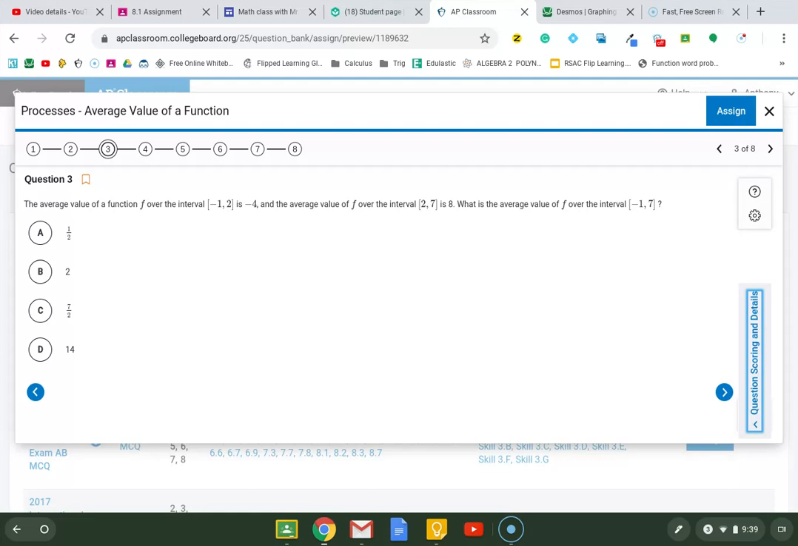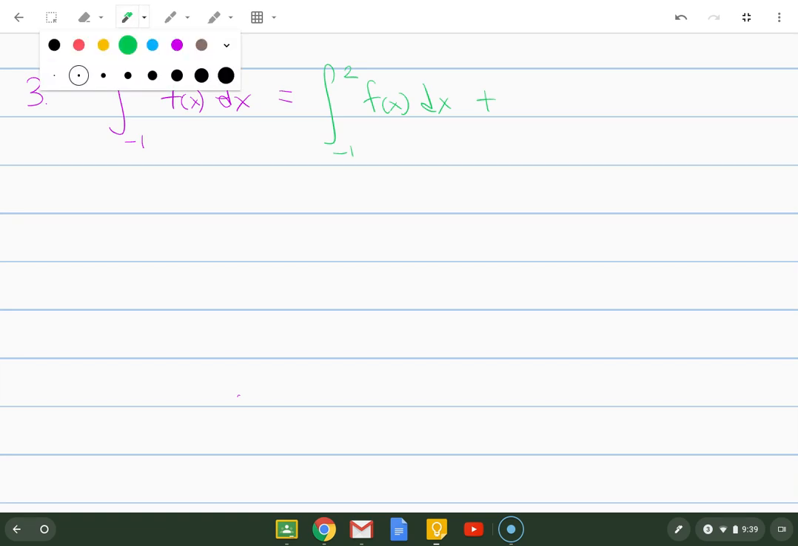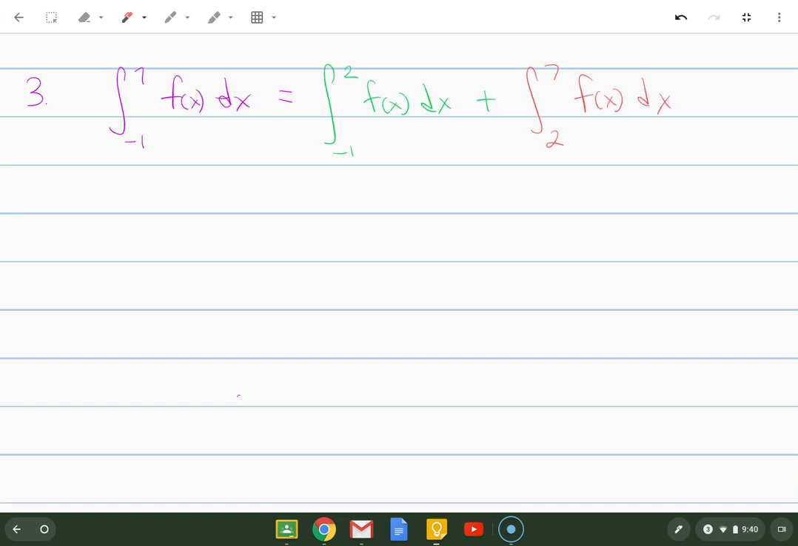So I see the intervals -1 to 2 and 2 to 7, and I'm trying to get the answer from -1 to 7. So really, what I'm thinking for this question number 3 is we can say the integral from -1 to 7 of f of x dx is going to equal two different things. We can say the integral from -1 to 2 of f of x dx plus, let's use red, the integral from 2 until 7 of f of x dx, right? So we go from -1 to 2, and then from 2 to 7. So that's what I want to be able to do.